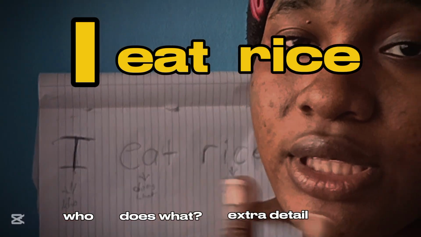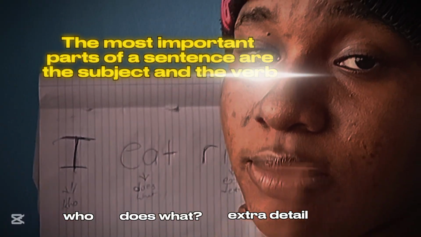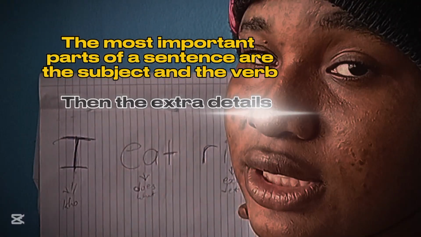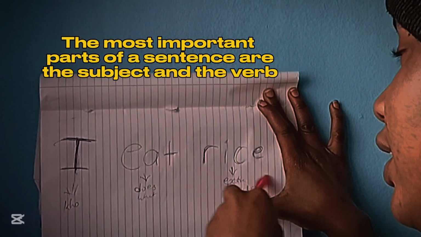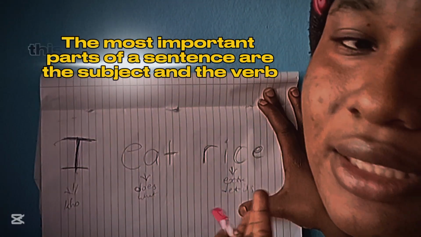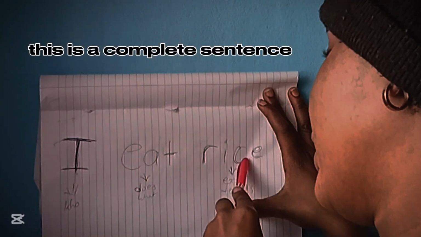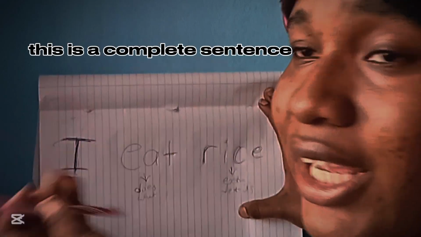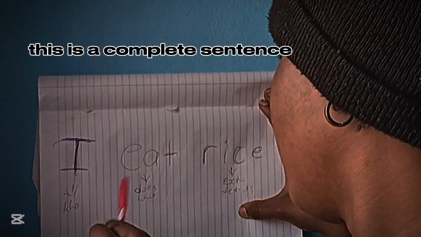So, the first important part of a sentence is the subject and the verb. And then you add extra details. So this right here is a complete sentence. I eat rice. I eat beans. Or I eat bread. Now, watch what happens when I expand it.